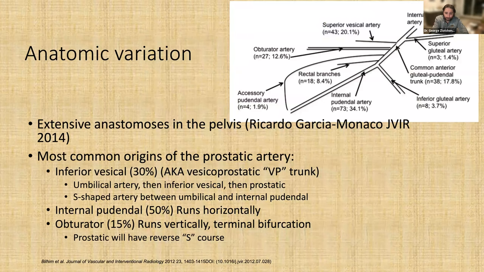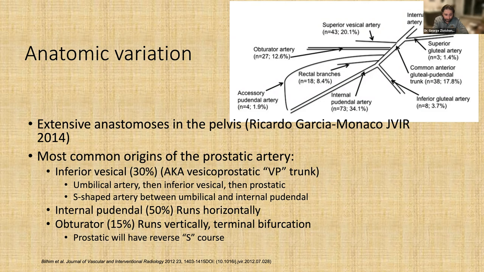There's a high variation of prostate artery anatomy, as you can see here. The most common origin is the inferior vesicular artery, so a combined trunk with the bladder artery and the prostate artery, so VP trunk.